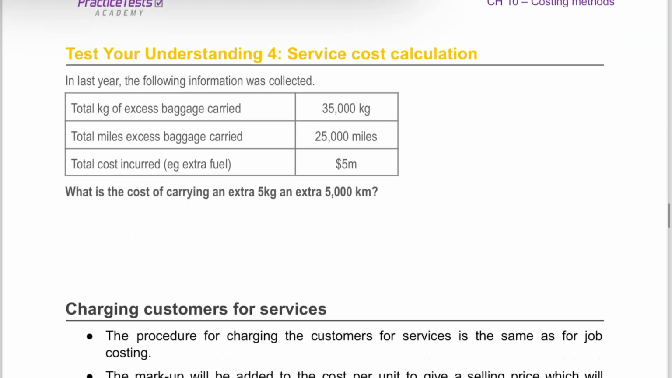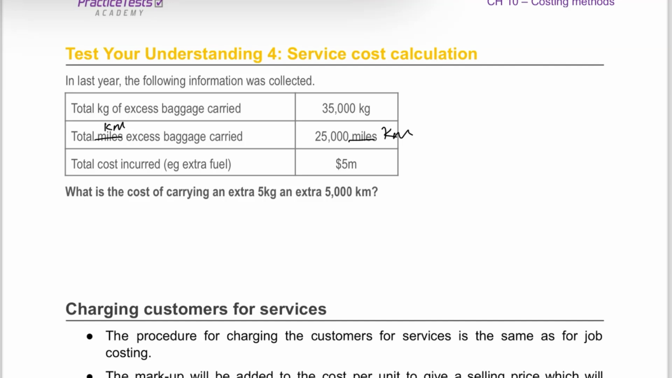In the previous year, the following information was collected. Total kilograms of excess baggage carried was 35,000 kilograms. Total miles, or in this instance, I would say kilometers, I would just change this to kilometers. The baggage was carried 25,000 kilometers. Total cost incurred due to extra fuel was $5 million. What is the cost of carrying an extra 5 kilograms for an extra 5,000 kilometers?